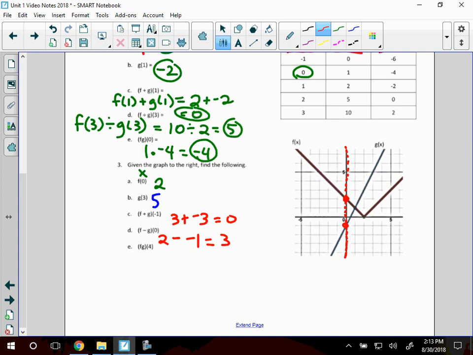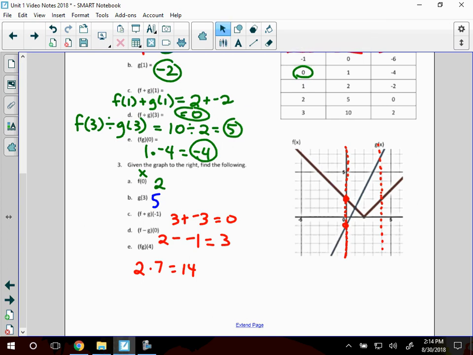For part E, I'm doing f g of 4. That means I'm multiplying the two functions at an x value of 4. That happens over here. So f of 4 would be 2. And g of 4 would be 7. When I multiply those, that gives me 14.